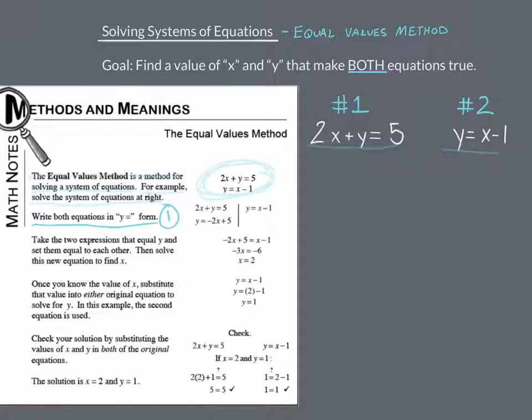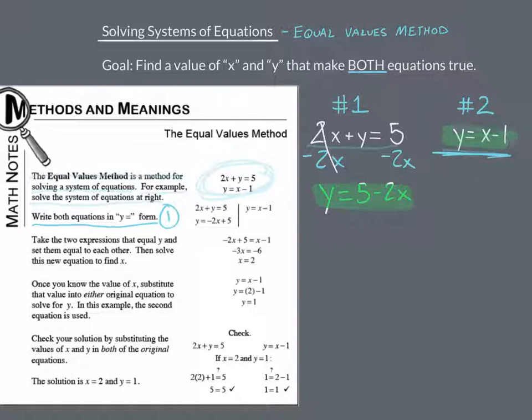So this equation is already in y equals form. We now just need to change this equation into that. So we're going to start off by subtracting 2x from both sides, and that will give us, these will cancel, and we'll have y is equal to 5 minus 2x.